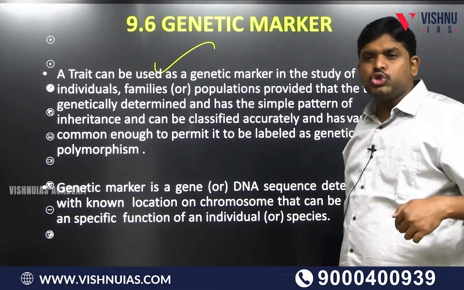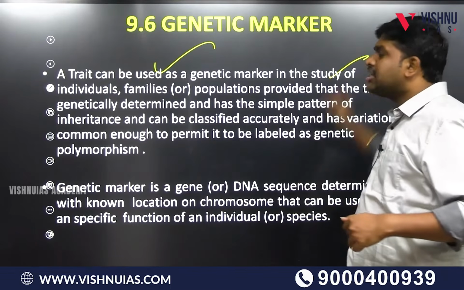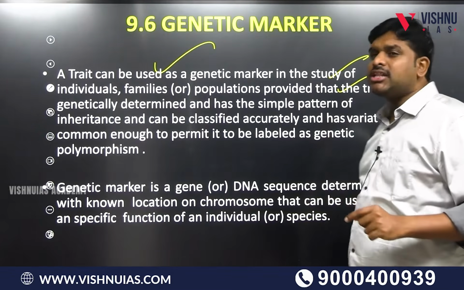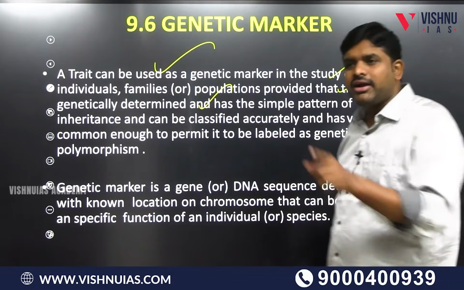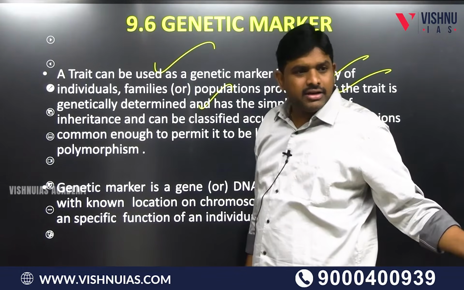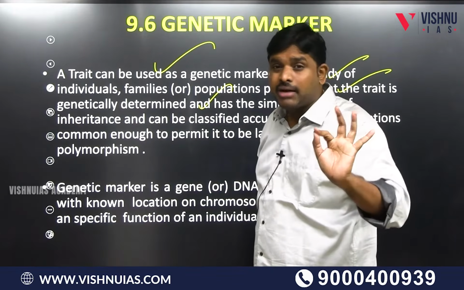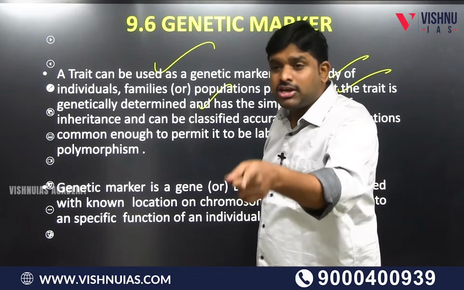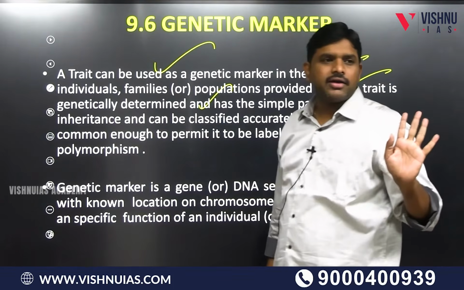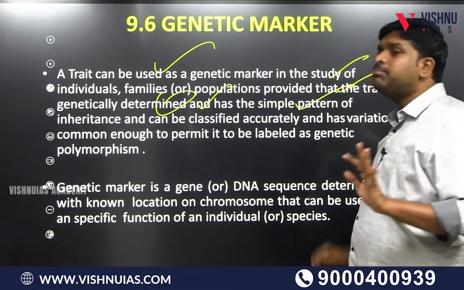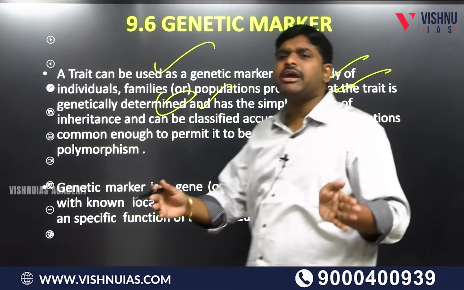A trait can be used as a genetic marker in the study of individuals, families or communities, provided the trait is genetically determined. A is determined by gene, B is determined by gene. The trait should be determined how? Genetically. That trait will be called a genetic marker. It should be genetically determined and have a simple pattern of inheritance. What is the simple pattern of inheritance?